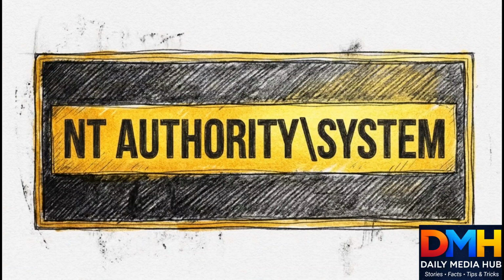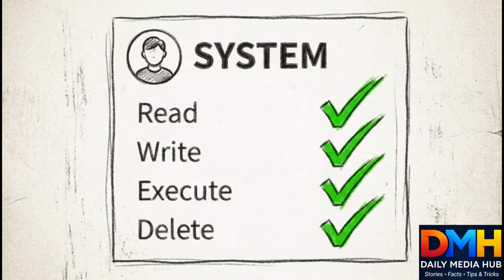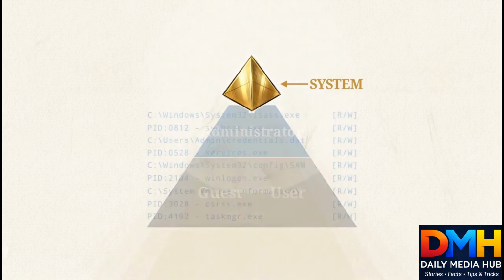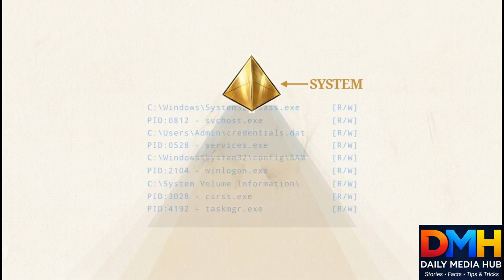To see the extent of your power, type getuid. The terminal should return NT AUTHORITY\SYSTEM. Achieving system-level access puts you at the target's highest privilege tier. You have bypassed all standard user restrictions, giving you total visibility over the file system and every running process.